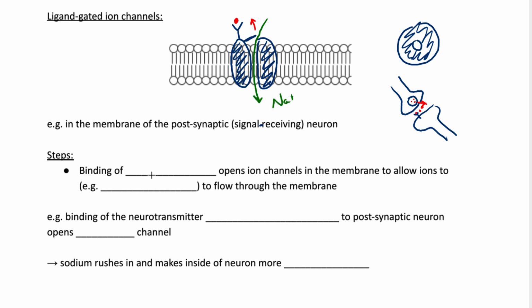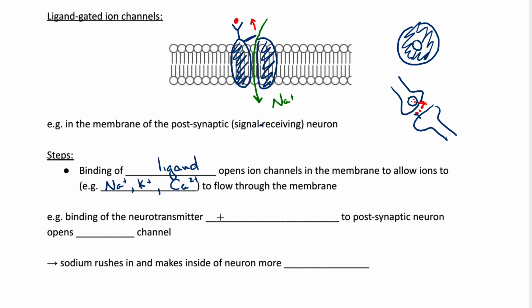So the steps again are that binding of the ligand opens ion channels in the membrane, and that allows ions, sodium being one example, potassium will be another example that we'll see, calcium is another, to flow through the membrane. These wouldn't normally be able to flow through the membrane because they're charged and so can't get through the hydrophobic interior of the phospholipid bilayer.